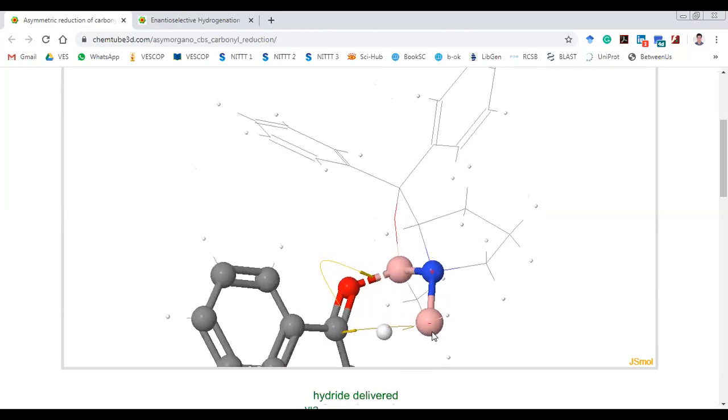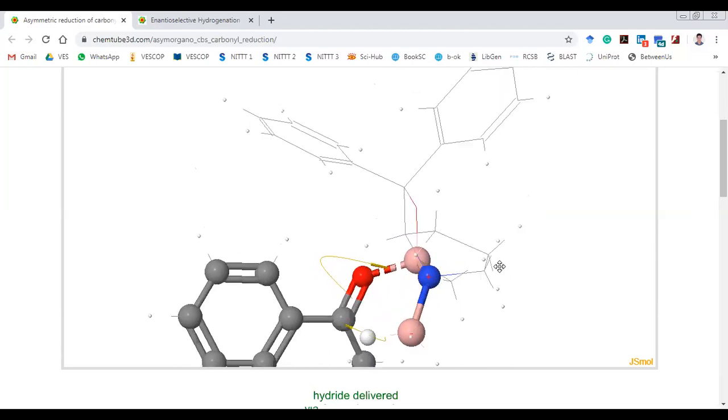And this borane is this particular borane, in this case boron, and this is borane. The white dots are the hydrogens. The hydrogen which is of importance here, which is resulting in reduction of the carbonyl, is shown in a larger proportion. So all these white dots are nothing but the hydrogens in this case.